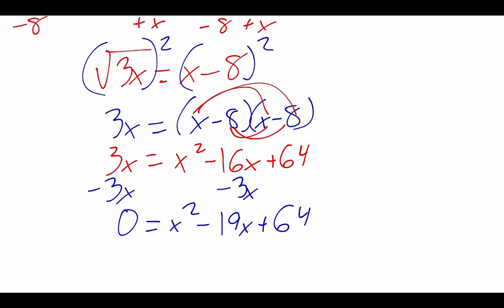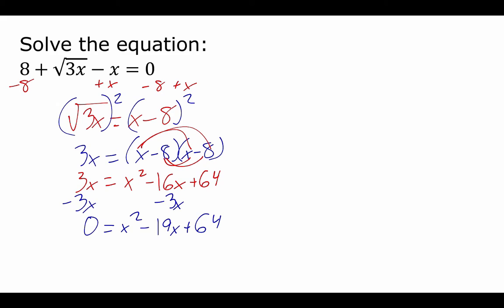Now, ideally, at this point, we would try to factor. We're going to look for two numbers that multiply to 64 and add to 19. Well, factors of 64, we got 1 and 64, 2 and 32, no, not 3, 4 and 16, 8 and 8. That's about it. None of those are going to work. We're stuck with a quadratic that's not factorable. Does that mean there are no solutions? Nay.